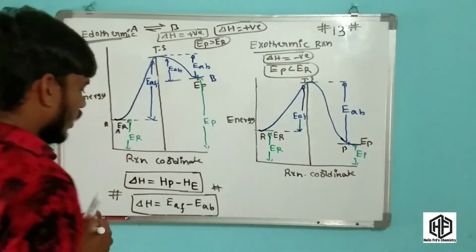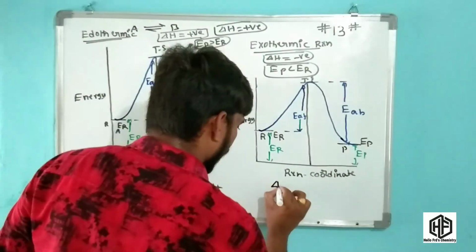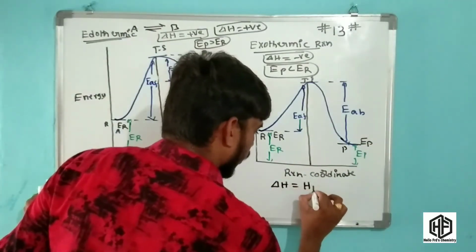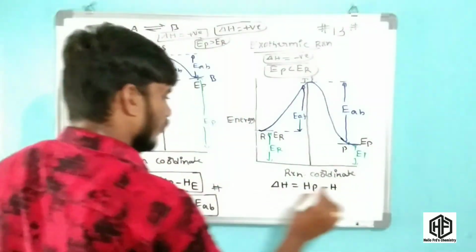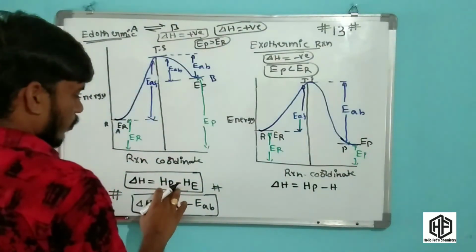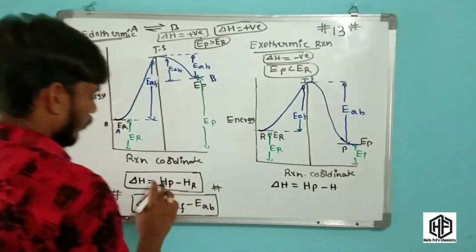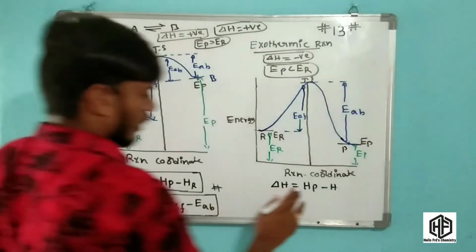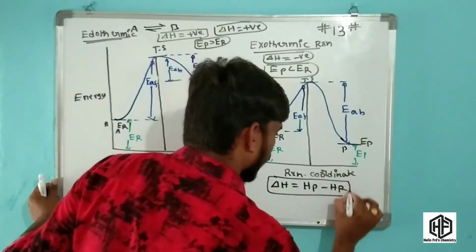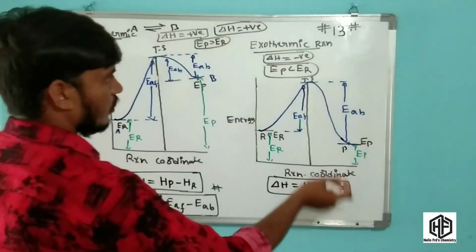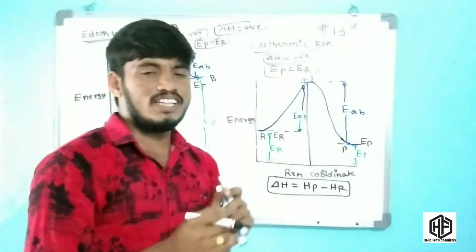What happens, friends? In the exothermic reaction, delta H is equal to the enthalpy of product minus the enthalpy of reactant. Sorry friends, this is not E. This is the enthalpy of product minus enthalpy of reactant. This is the delta H. It means in the exothermic reaction, delta H value is negative.